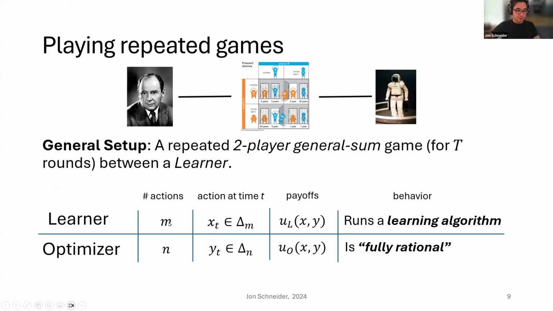Not too much. Notationally, the learner has M actions. They take a mixed action every round over these M actions. They have some payoff U sub L or U sub O, depending on whether it's the learner or the optimizer. The main difference between the learner and the optimizer is their behavior. The optimizer is fully rational, which basically means it can do whatever it wants. It can choose its sequence Y sub T however it would like. Obviously, it's going to do this with an eye to maximizing its total payoff given knowledge of what the learner is doing. On the other hand, the learner is going to choose its actions by running a learning algorithm, like a no-regret learning algorithm or a mean-based learning algorithm.